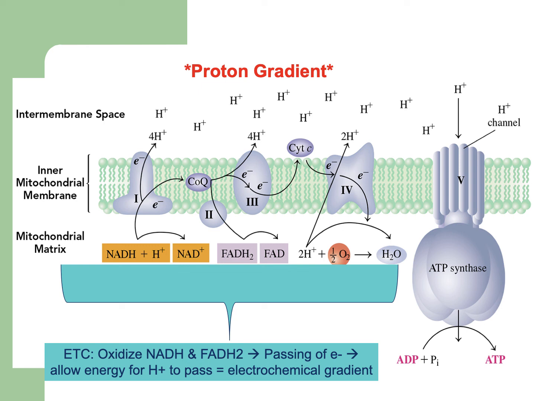Okay? The flow of the electrons releases the free energy for which hydrogen protons can be pumped across the inner mitochondrial membrane and against its concentration gradient to the inner mitochondrial space. This creates the electrochemical gradient. Now we have a higher amount of protons in the intermembrane space compared to that in the mitochondrial matrix. This is called a proton gradient.